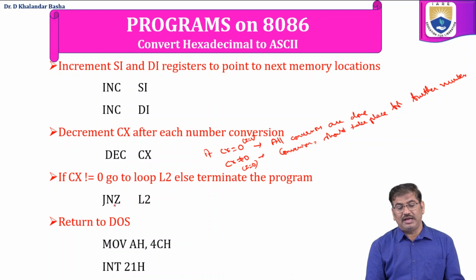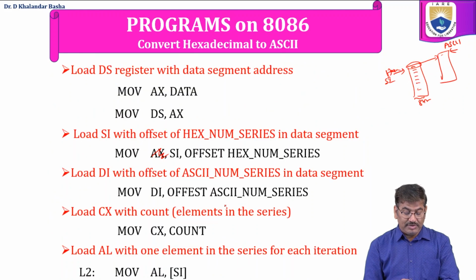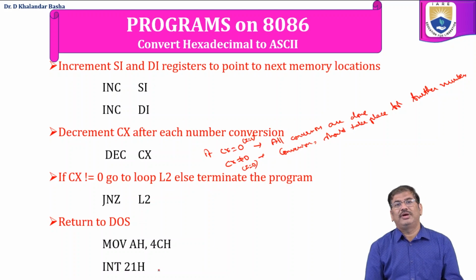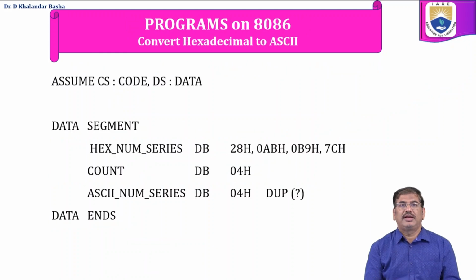So if the CX contents are non-zero, go to label 2. Where have we placed label 2? Label 2 is placed for fetching the data. Once the CX content is 0, that means all the conversion is done, then we can terminate the program by raising INT 21H, calling the subroutine 4CH in the AH register for returning to DOS, using the instructions MOV AH, 4CH, INT 21H. Now we will see the entire program at a glance.